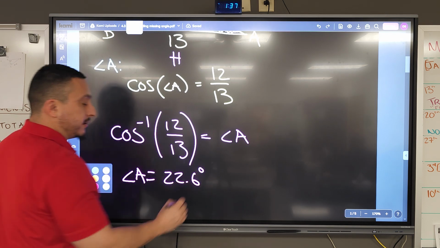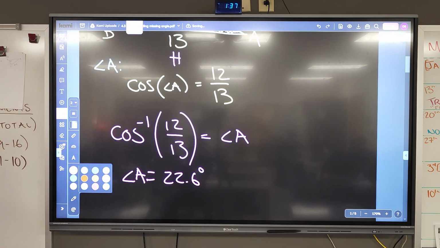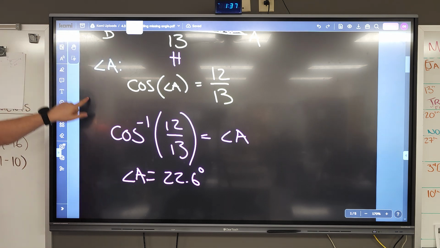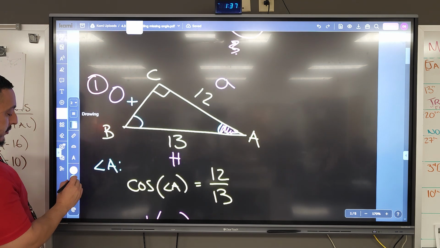Okay. So to save time, just trust me, if you plug this in your calculator, the answer will be 22.6, because we've done it earlier. And we're going to round to the nearest tenth today. Okay, so everything to the nearest tenth. Okay. Everybody good? Yep. Okay. So this angle right here is 22.6.